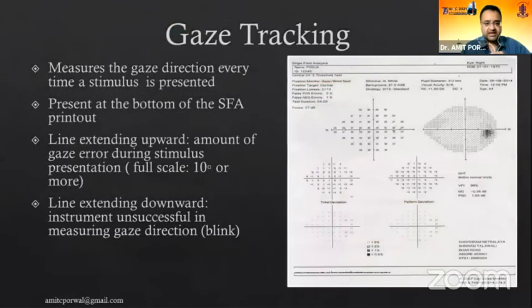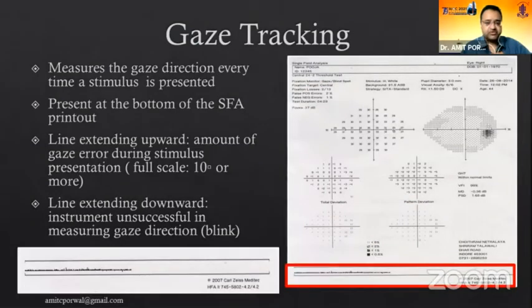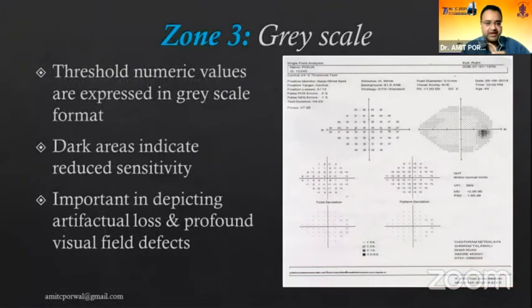So this is gaze tracking. Basically, you can see it measures the gaze direction every time a stimulus is presented. It is present at the bottom of the single field analysis printout. The line extending upward amounts to the gaze error during stimulus presentation. And the line extending downwards means the instrument was unsuccessful in measuring the gaze direction, that is, a blink.